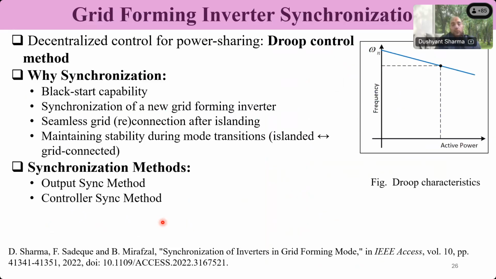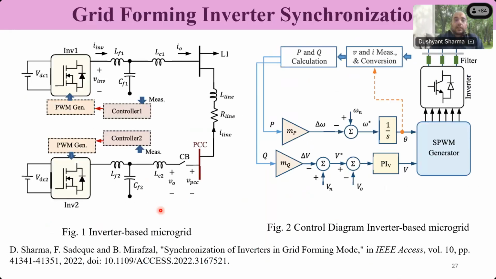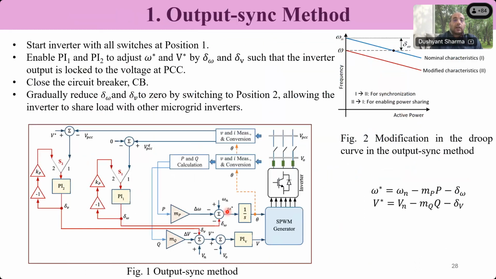So again, there could be multiple methods. Within the time frame, we have around 20 minutes left. So in this time, we will discuss two methods, and then we can have some question answer sessions. There are two methods that we have worked on. These methods are named output sync method and controller sync method. That means we are either synchronizing the output voltage, or we are synchronizing the controllers. How do we do that? Let's see. The first case is a simple case of grid forming inverter synchronization using the output sync method.